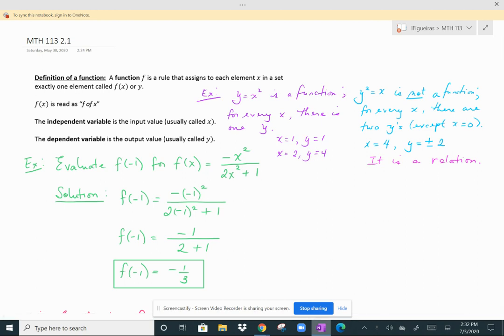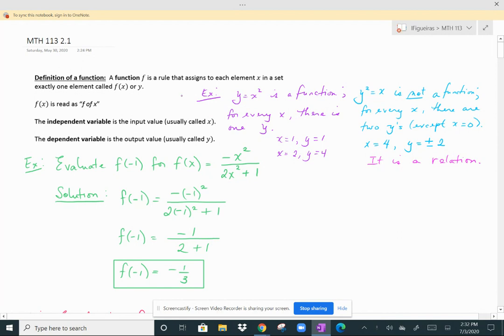Hi, this lesson is about functions. So a function is a rule that assigns for every element x exactly one element that we call y. And remember that y and f of x mean the same thing, but f of x is called functional notation. So when you see f parentheses x, that's not f times x, it's read as f of x because f is a function of x. In other words, y is a function of x.